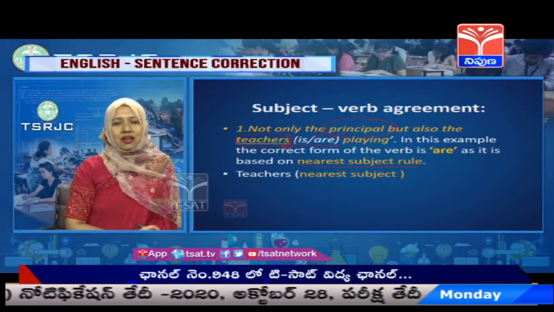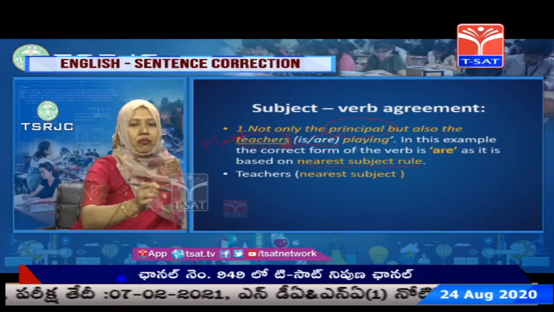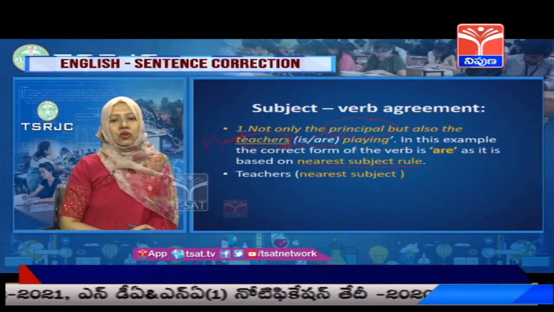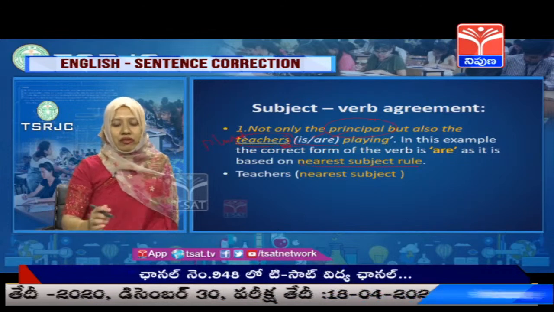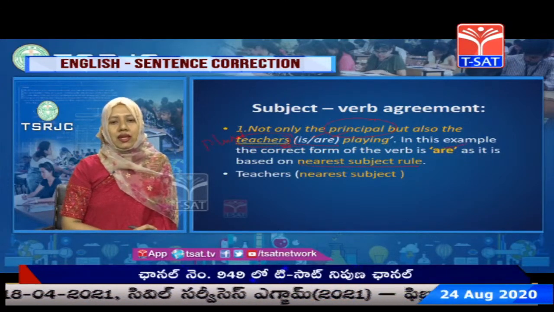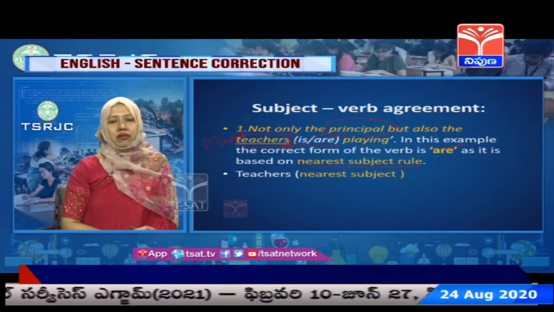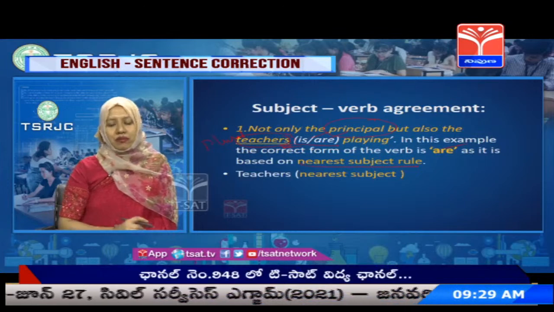What is the subject here? Teachers. Teachers is in which form? Plural form. So, we should use plural verb. The correct verb is are. Not only the principal but also the teachers are playing. We should not use is. This is one example.